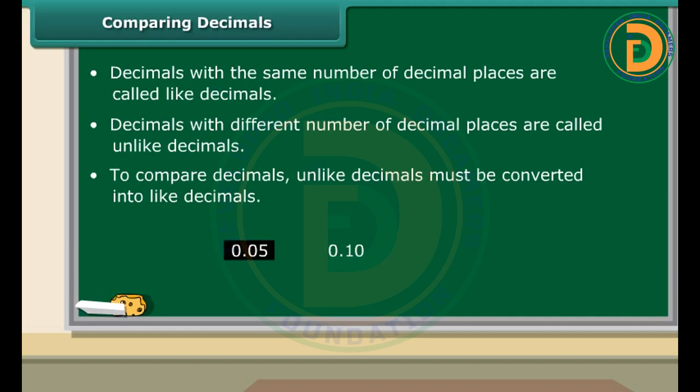Compare 0.05 with 0.1. We can write 0.1 as 0.10 because there are two decimal places in 0.05. Now it is easy to tell that 0.10 is greater as it represents 10 hundredths, whereas 0.05 represents 5 hundredths.